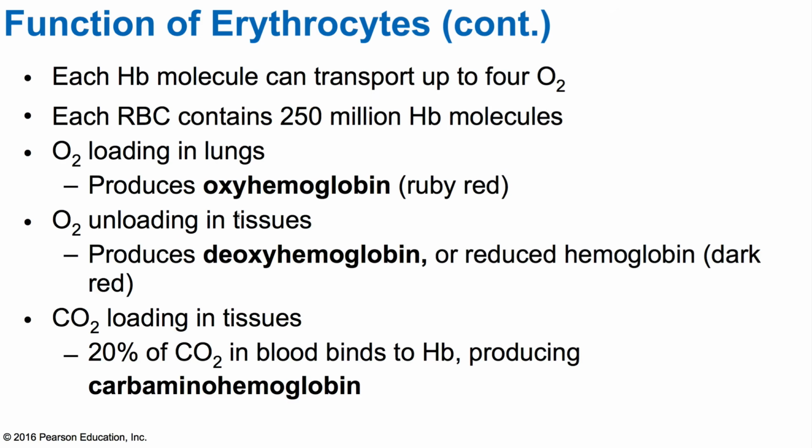And then when you look at the blood that's found within your arteries, or oxygenated blood, you're looking at this bright red color, oxyhemoglobin. When the carbon dioxide leaves the tissue and enters the bloodstream, 20% of the carbon dioxide in the blood is going to bind to hemoglobin. However, it's not going to be binding to the iron. Instead, it binds to the amino acids of the protein. So when that happens, it's called carbaminohemoglobin.